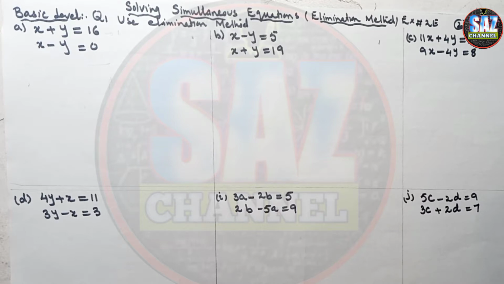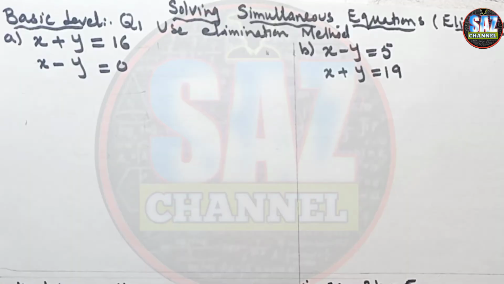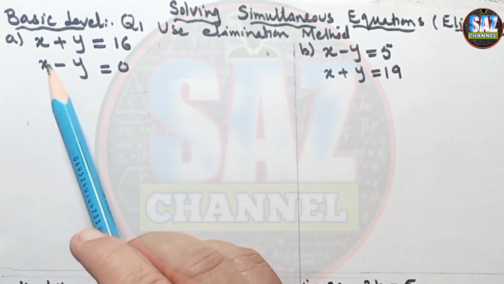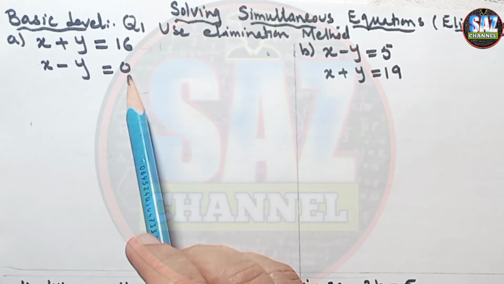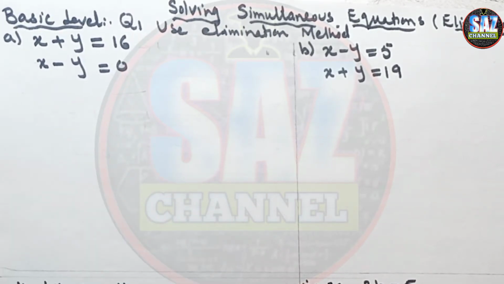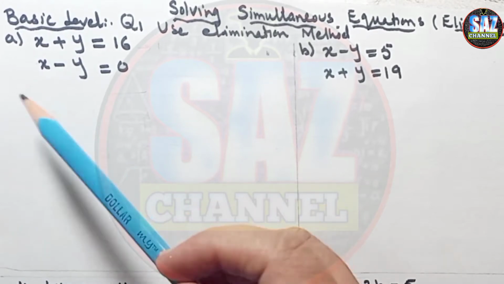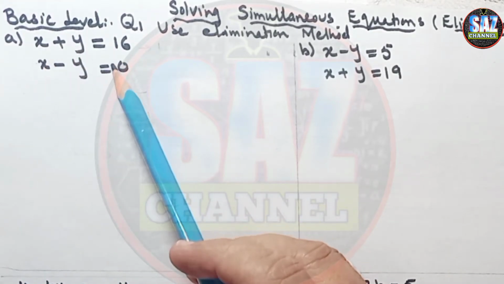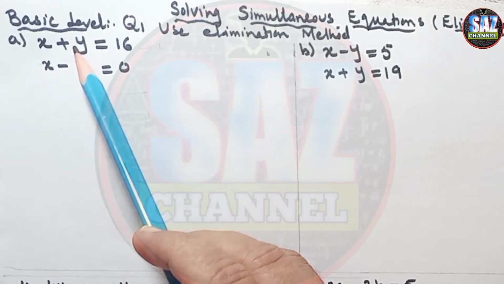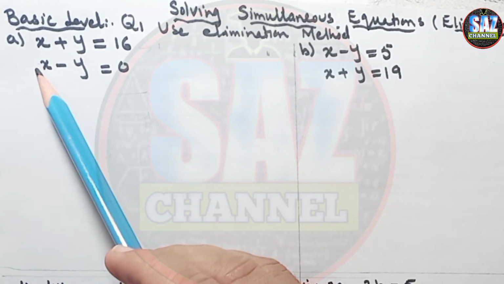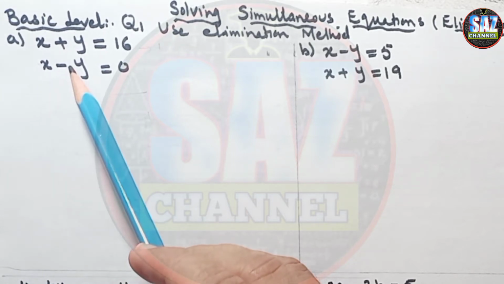Let's move to question number 1, basic level, that says use the elimination method to solve the following simultaneous equations. Let's move to part A of the question, and that is x plus y equals 16 and x minus y equals 0. First of all, recall the previous lesson and observe what the coefficients of x and y are in both equations. The coefficient of x is 1 and the coefficient of y is also 1. In the second equation, the coefficient of x is 1 and the coefficient of y is minus 1.